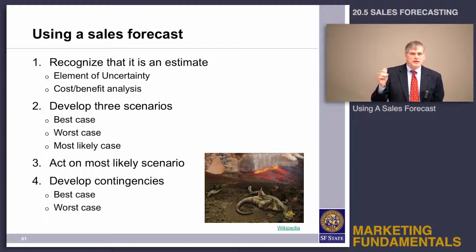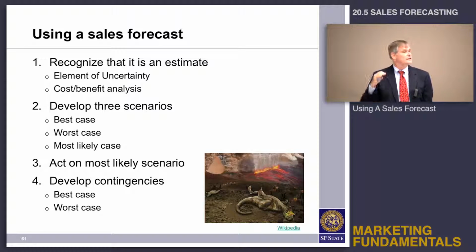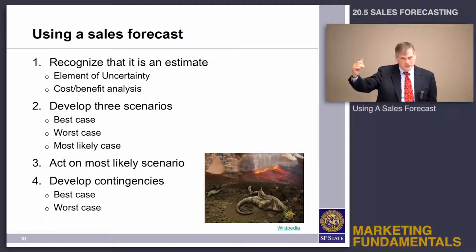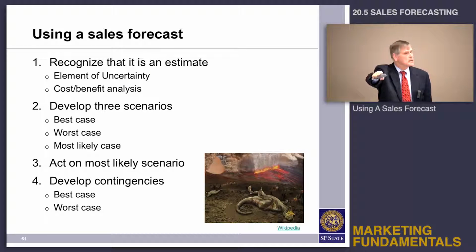And then if you can't live with the outcome of the worst case scenario, don't do it. You know, if the worst case is that we go to jail and the company goes bankrupt, let's not do that. Okay? If you can live with the worst case scenario, then go ahead and implement the plan using the most likely as your benchmark, and then have contingency plans in place.